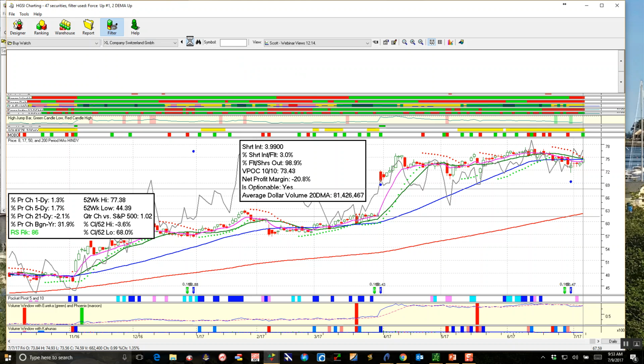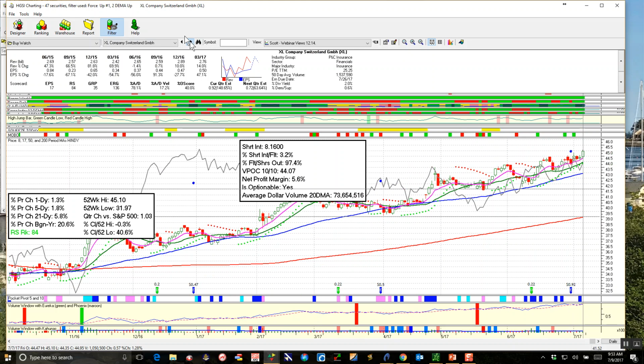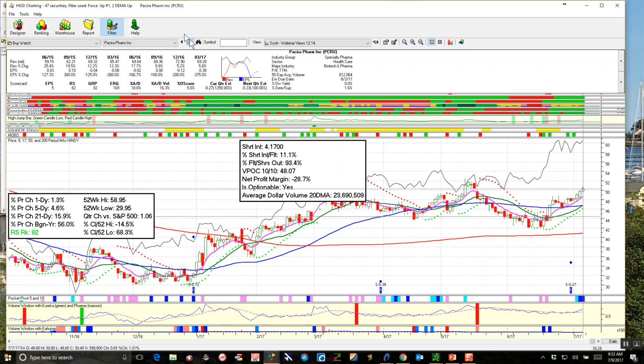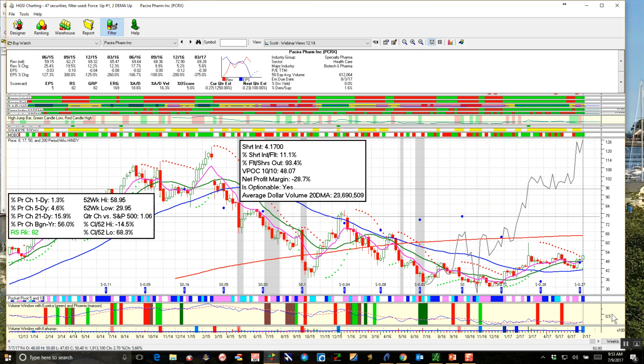Specialty chemicals. Here's another insurance play. You can see how strong these are, lower left, upper right. Here's a specialty pharma. Again, I can't remember exactly what I liked about this stock. It had a high close doji and took out the PSAR dot.